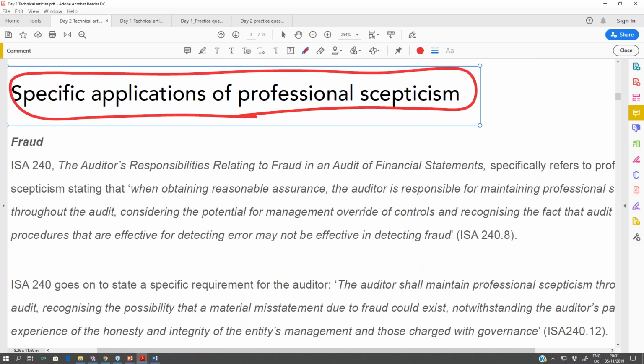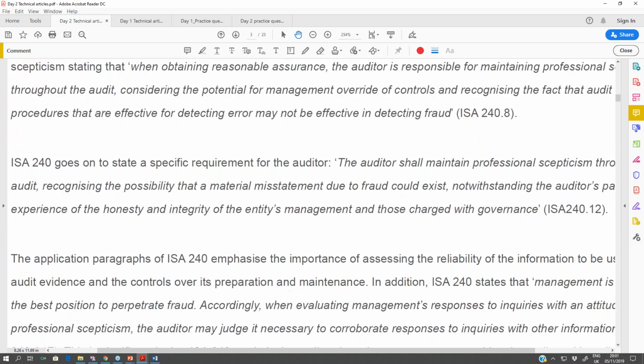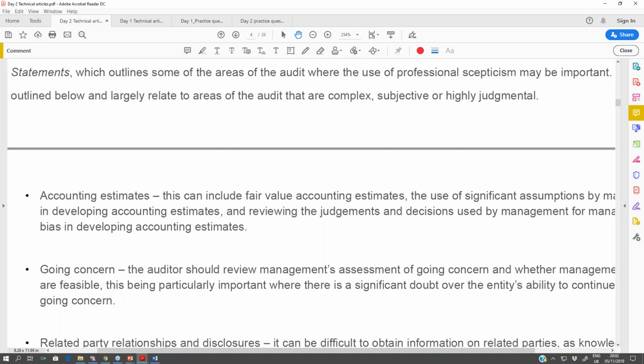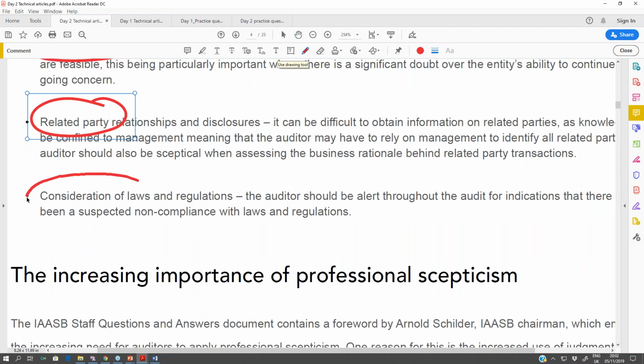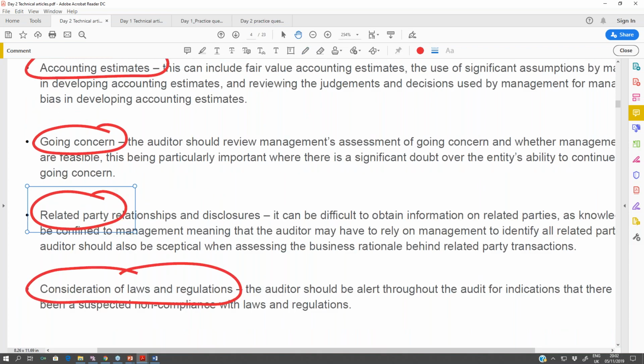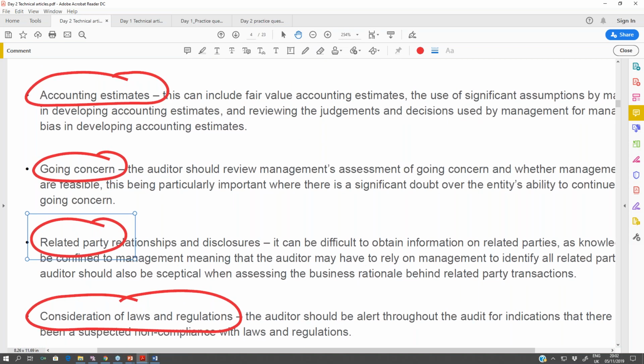The examiner is saying you need to be professionally skeptical in the area of fraud. You need to be professionally skeptical in the area of accounting estimates. You need to be professionally skeptical in the area of going concern. You need to be professionally skeptical in the area of related party transactions. See, these are all examples given by examiner. You need to be skeptical for any non-compliance with laws and regulations, consideration of laws and regulations. See, the examiner has even given examples that you need to be skeptical for consideration of laws and regulation. You need to be skeptical for related parties, going concern, and accounting estimates. Can you see those examples in front of your screen?